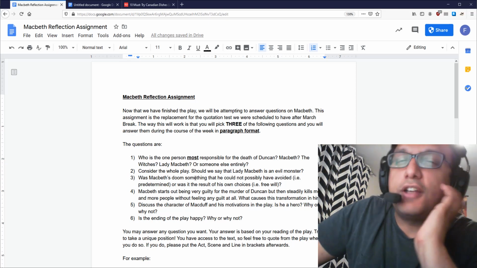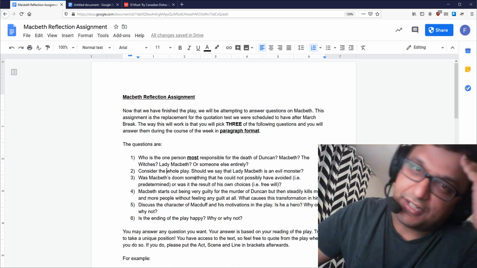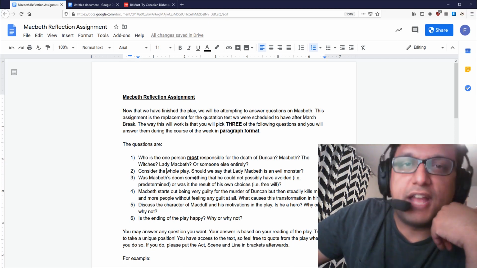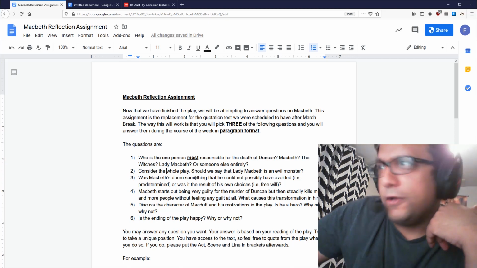So we talked about this in class back when we still had a classroom, right? We talked about that idea of free will versus predeterminism. So this question would be your chance to answer that question. Then we have number 4.